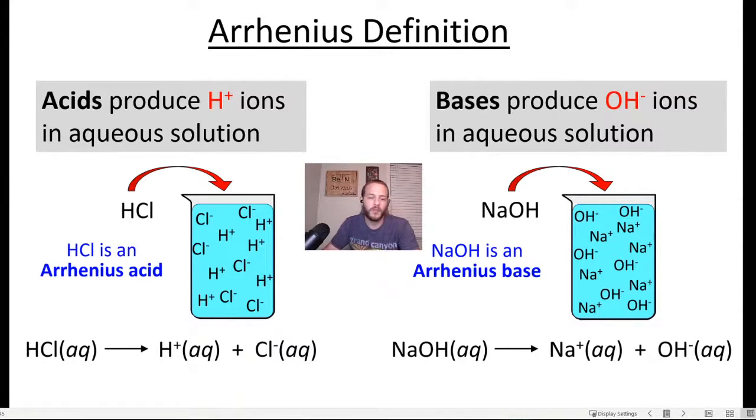Anyway, because HCl produces H+ when you put it in solution, HCl is therefore an Arrhenius acid. And then you have bases, which according to the Arrhenius definition produce hydroxide ions, OH-, when they are put in aqueous solution. So a classic example of an Arrhenius base would be sodium hydroxide, because when you throw it in water, it produces sodium ions and hydroxide ions, according to this equation down here.